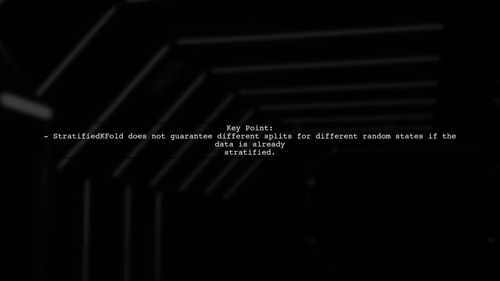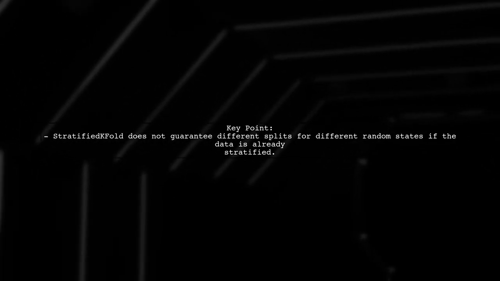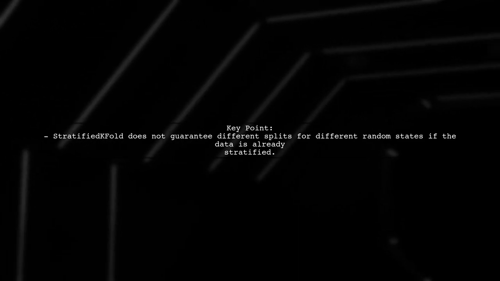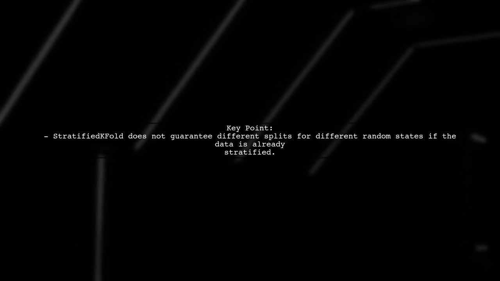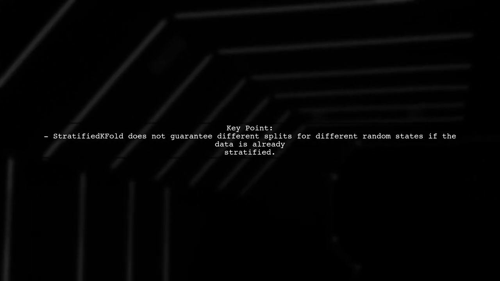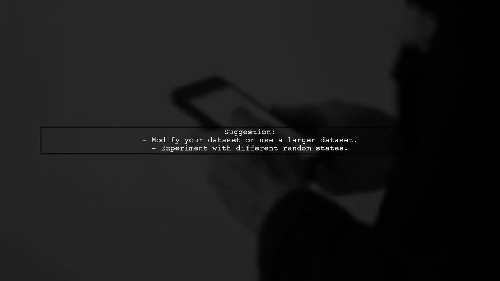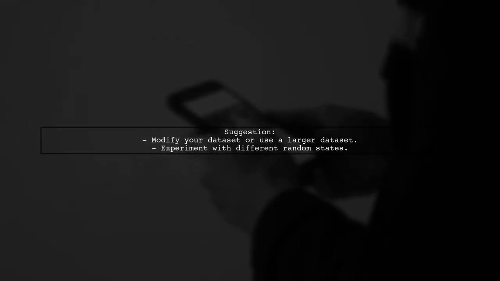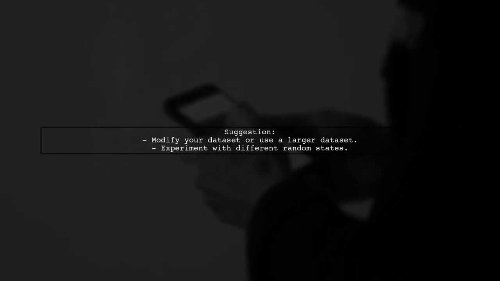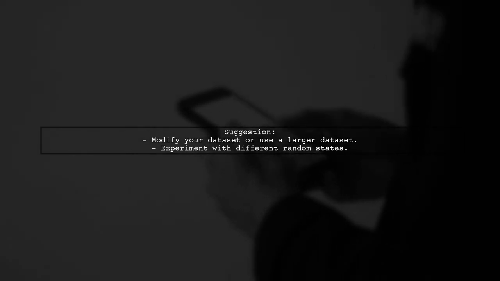The reason you are seeing the same test indices is that stratified K-fold does not use the random state parameter in the way you might expect. It is primarily used for shuffling the data before splitting. To see different results, you can try using a different dataset or modifying the data itself. This will allow the random state to influence the split more effectively.